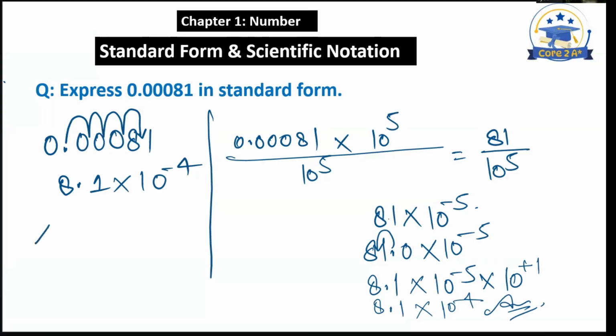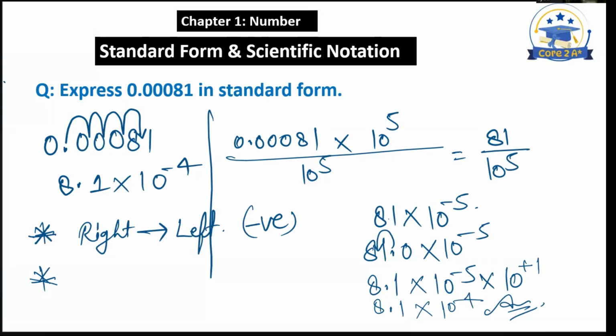See, one thing, note in your mind. If the decimal moves right to left, right, to left, the power will be negative, right? And the second thing, if the decimal moves left to right, the power would be positive. Okay?